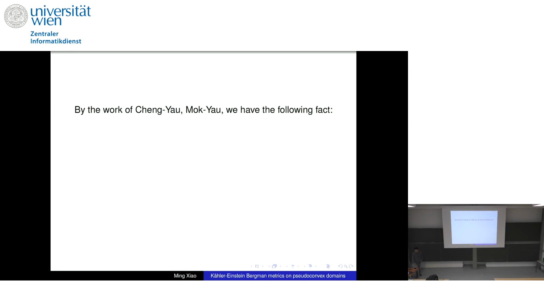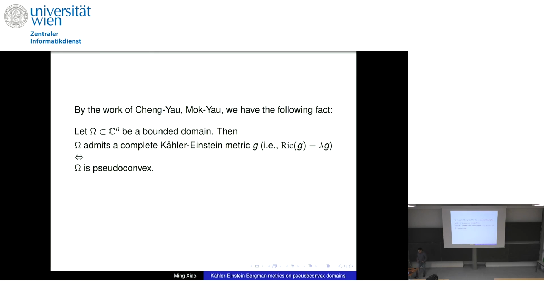And by the work of Cheng and Yau and a subsequent work of Mok and Yau, we have the following fact. A bounded domain omega admits a complete Kähler-Einstein metric if and only if it is pseudoconvex. So that gives another characterization of pseudoconvexity. The existence of a complete Kähler-Einstein metric is equivalent to pseudoconvexity. Let me also put a couple of remarks. Under our setting of bounded domains, if it's Kähler-Einstein, then the Ricci constant lambda must be a negative number.